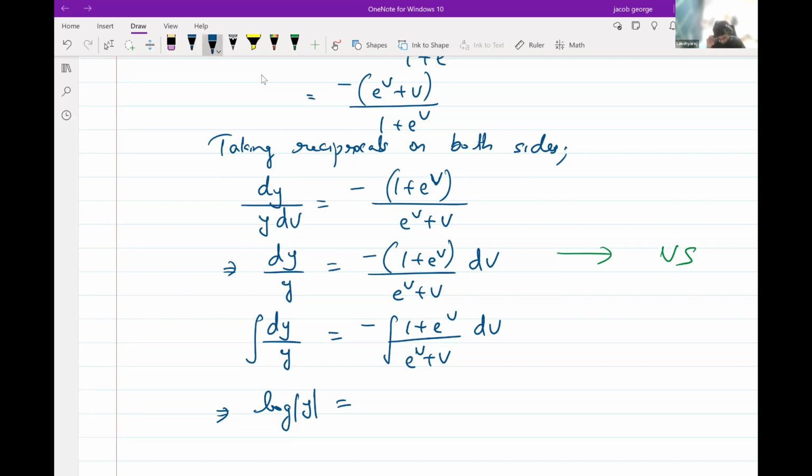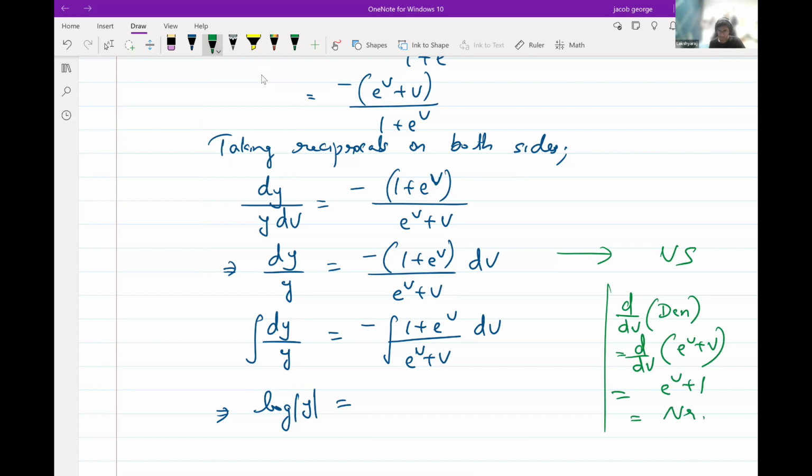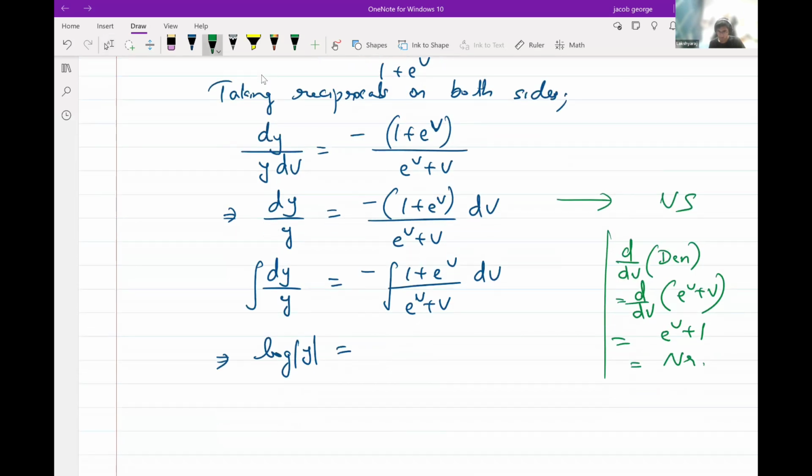So please note down the reason. Here the numerator is d by dv of the denominator. D by dv of e raised to v plus v is e raised to v plus 1, which is the numerator. Because of that reason, the integral is log mod denominator, as the numerator is the derivative of the denominator. Just for your understanding. There may still be some doubts, but now the majority are okay, right?